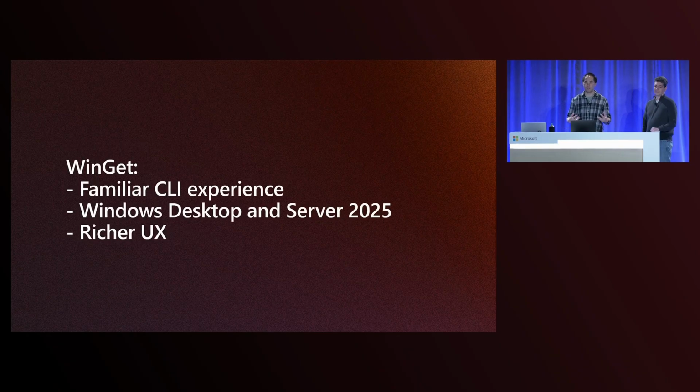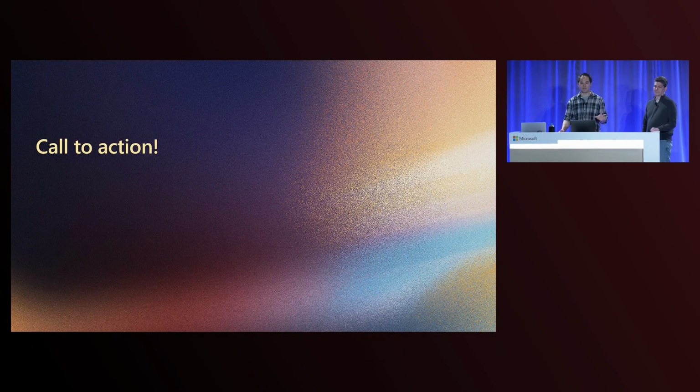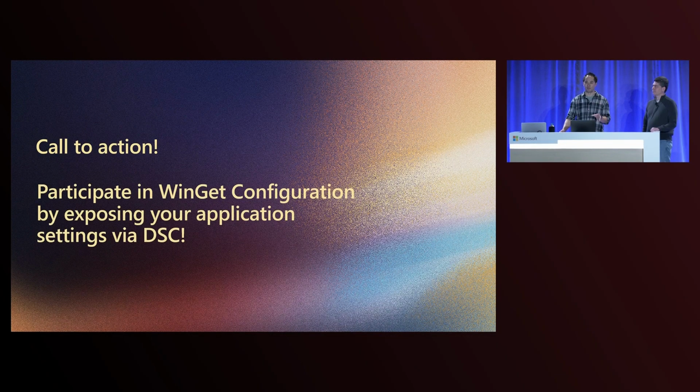And as part of the integration with WinGet, what you're really getting is a familiar CLI experience, right? You saw the demos, and there's no specific DSC stuff in there. WinGet is also just everywhere now, right? It's part of desktop and Windows Server 2025. And again, because of the integration and design for higher-level tooling, you get a richer user experience with WinGet versus if you use the DSC executable directly. So the call to action here for this audience is really, if you want to participate in WinGet configuration, you quote-unquote simply need to expose your settings via DSC v3 or v2.